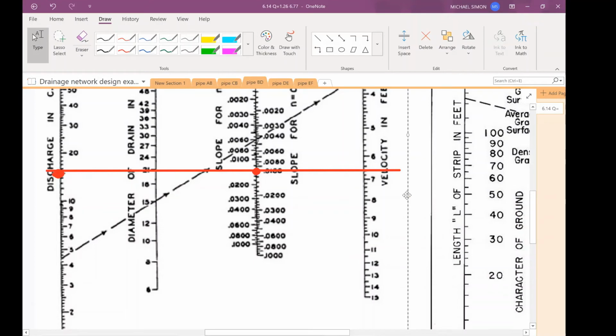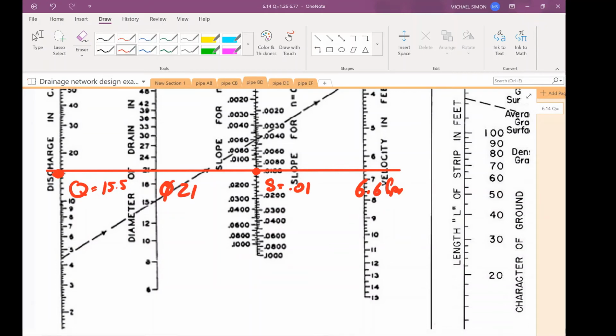Okay, so when I'm looking at this, it looks like my velocity is about 6.6 feet per second, slope of 0.01, diameter of 21, and a Q of 11, 12, 13, 14, 15, 15 and a half. It's between 15 and 16. I can't see it too well, but I think it's in there. That's a design. I could hand that into the town and be good with it.